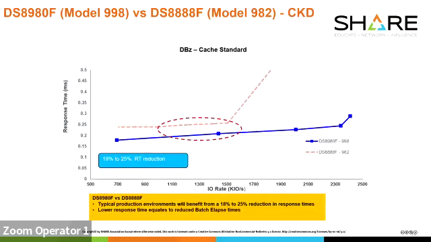Now, our focus is very much on response time and lowering latency. We're really looking at that sweet spot, as circled here, where our customers really run. And in that area, we see an 18 to 25% response time reduction. And that means that you're going to see reduced batch elapsed time. And this is a comparison between the 8980 and the 8888.